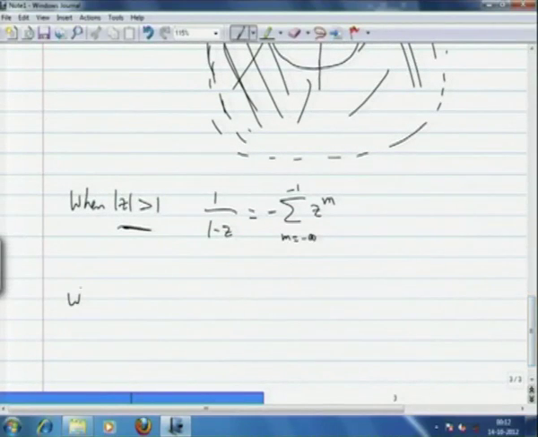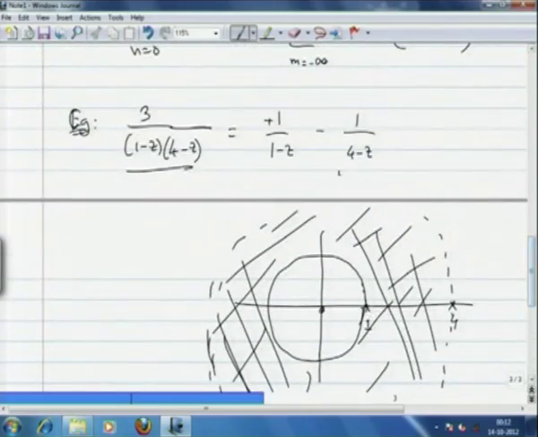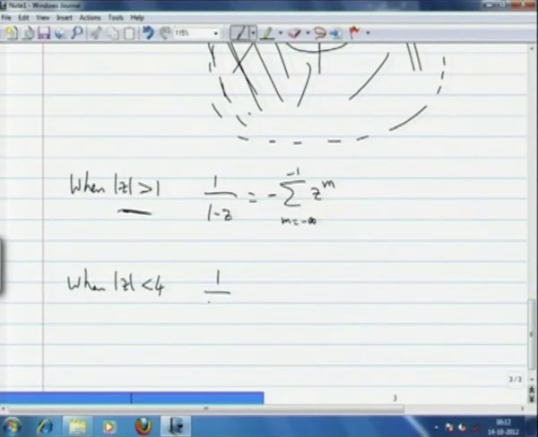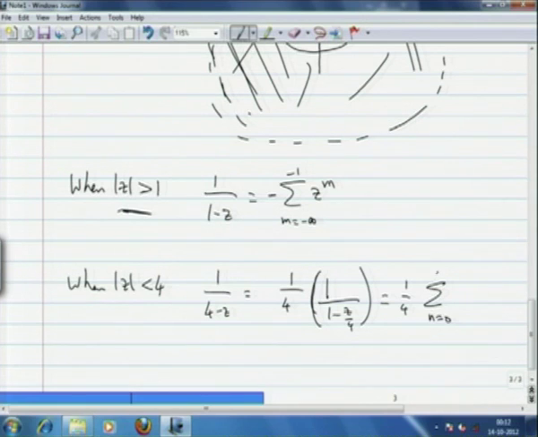Likewise, when modulus of z is strictly less than 4, this other part, 1 by 4 minus z, can be written as 1 by 4 times 1 by 1 minus z by 4, which is equal to 1 by 4 times sigma n equals 0 through infinity, z by 4 power n.